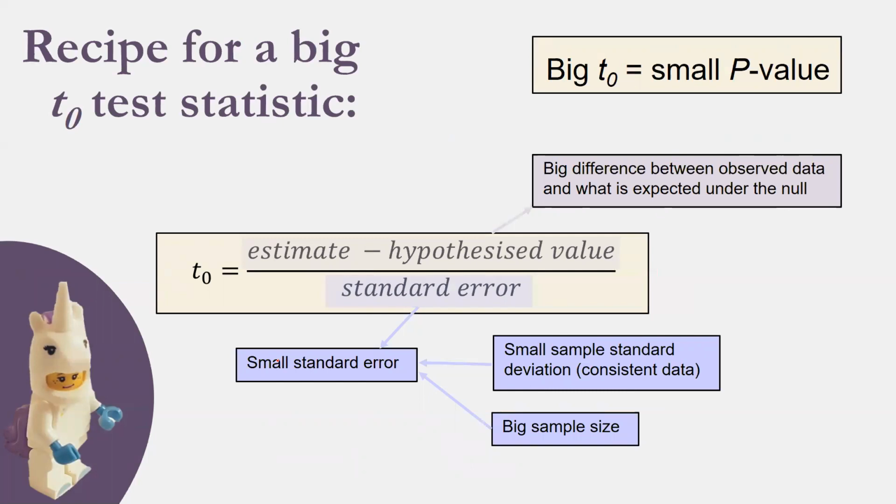Okay, so there's kind of a lot going in there. So I've put on this slide the recipe for a big test statistic. So I've written it in terms of trying to get T0 as big as possible. We want a big difference between what we observe and what we expect under the null. We want a small standard error, which means a small amount of variability or a small standard deviation, and we want a big sample size.